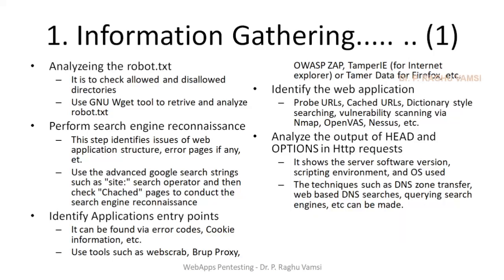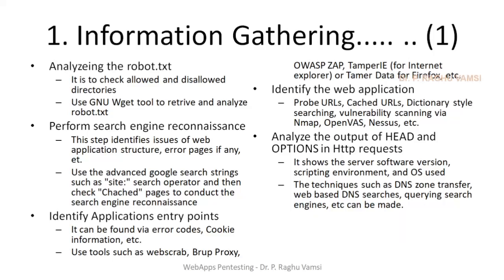So for this, you may use WebScarab, Burp Proxy, and OWASP JDP, Tamper IE, which is used for tampering in Internet Explorer, and Tamper Data for Firefox. These are the various tools that you can use for this purpose. Next one is identify the web application.